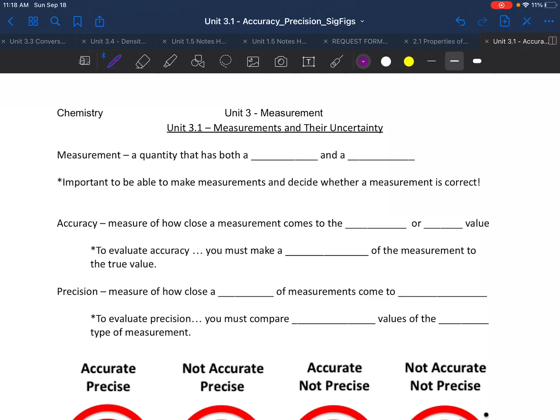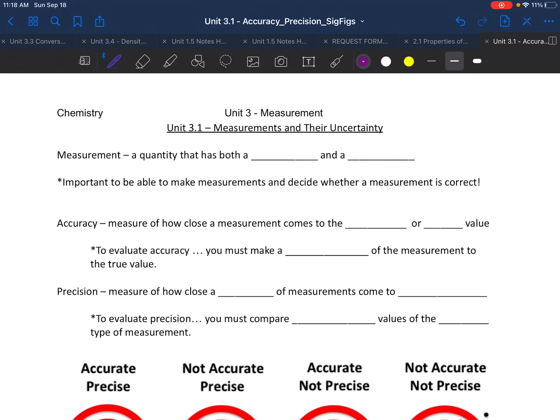Today we'll be starting our measurement unit. And so the first thing we need to talk about when it comes to measurements is making sure that we know the precision of our instruments, what it means to be precise and accurate, and then talk about significant figures. So we'll first start with some definitions here.